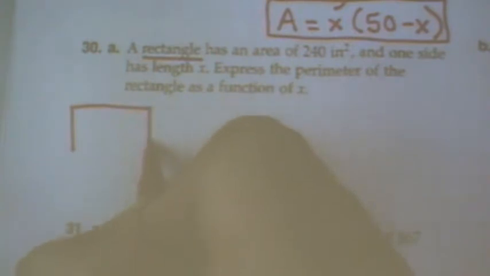One of these is going to be on your test tomorrow. So you have a rectangle, and it has an area of 240 inches squared. It's a rectangle, so that means we're assuming that the sides are different. Can you tell me what to write?